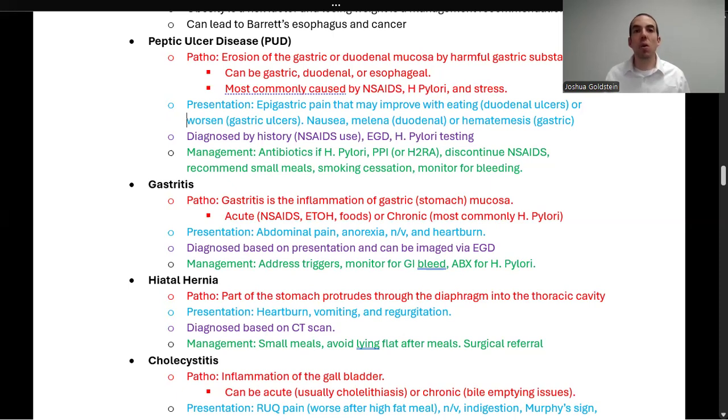An ulcer is literally a hole. A gastric ulcer is a hole in the stomach. Duodenal ulcer is a hole in the duodenum. Esophageal is a hole in the esophagus. And this is caused by that gastric fluid.